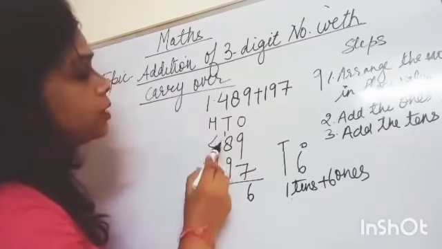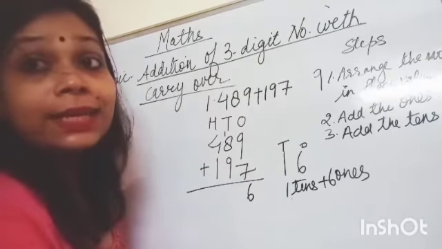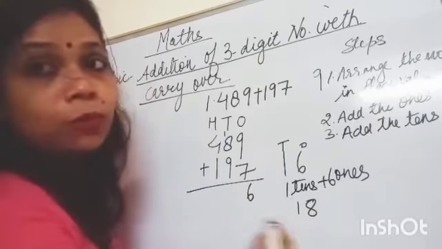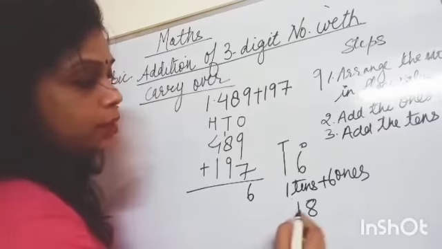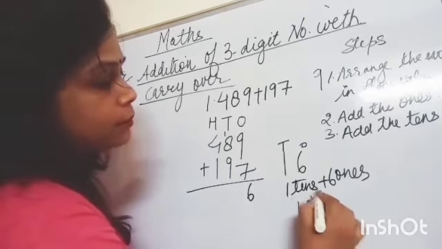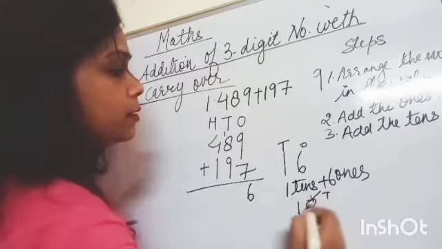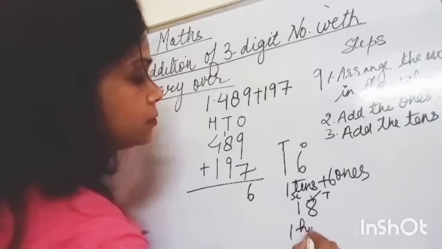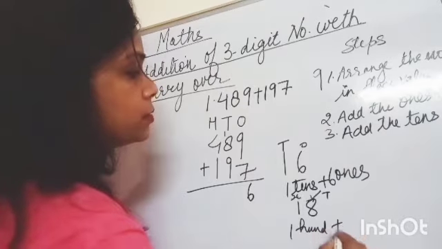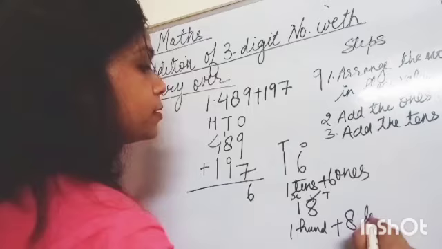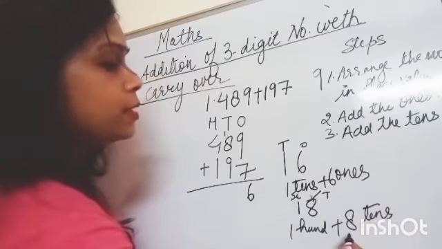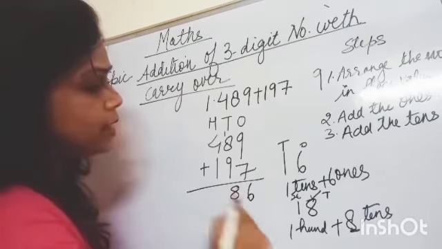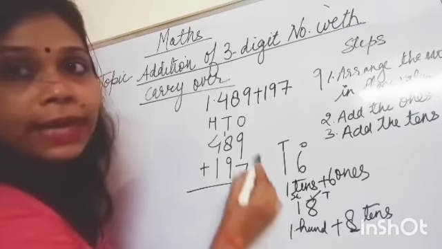So what is the total? 8 plus 1 is 9. 9 plus 9 is 18. Again 18 is grouped. We will regroup 18 into tens and hundreds. So the 8 is in the tens place, and the 1 is at the hundreds place. So this 8 tens will be written in the tens place, and this 100 will be carried over to the hundreds place.